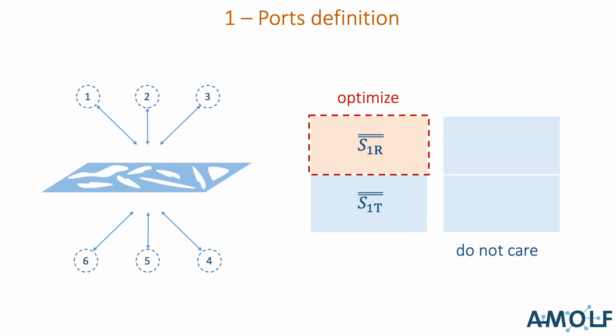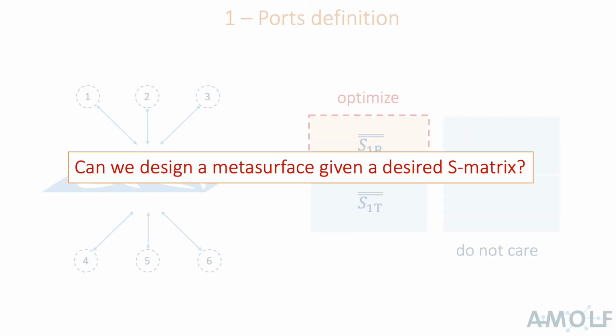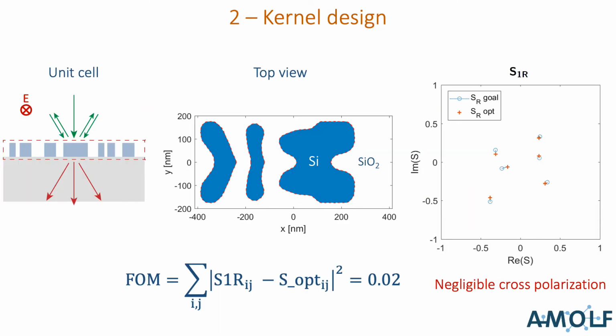To simplify the notation, let's call the reflection block of the scattering matrix simply S1R. Okay, now the question is, can we design a metasurface given a desired scattering matrix? To do that, we use a adjoint method-based topology optimization, and we end up with this weird shape in the unit cell here, plotted in the middle, that's discretized between silicon and silica.